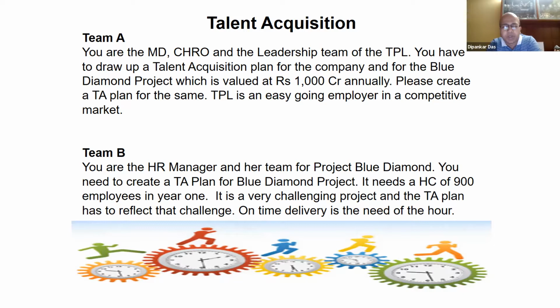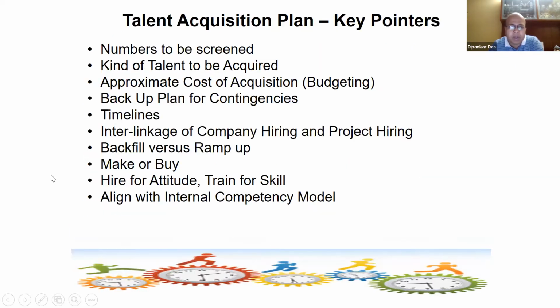Okay, I think that is very comprehensive. Anybody would like to add? So good, a good number of points shared by Team B. Okay, excellent. So I think these are some key pointers which I was looking for, and I think you have more or less covered this.